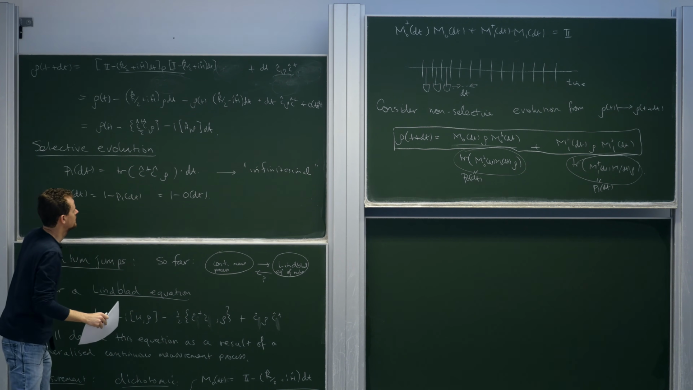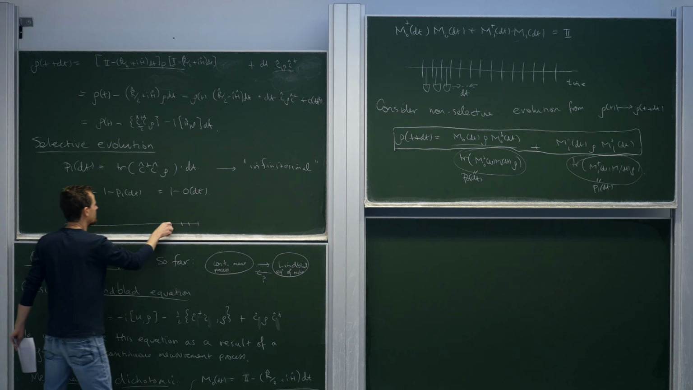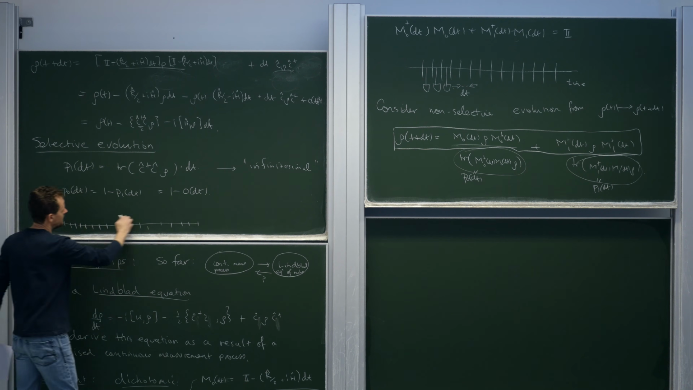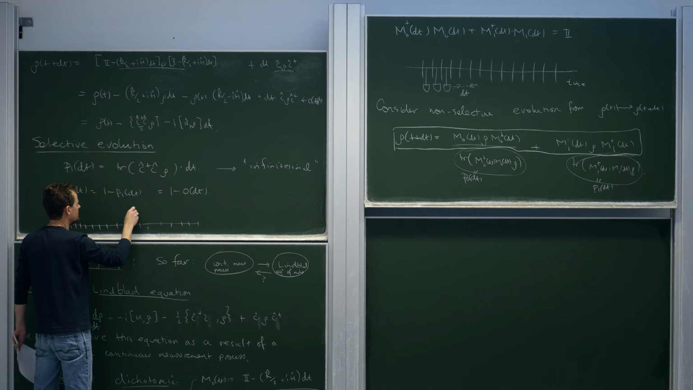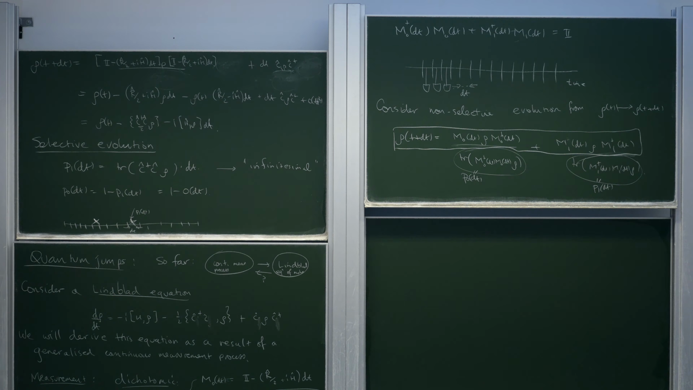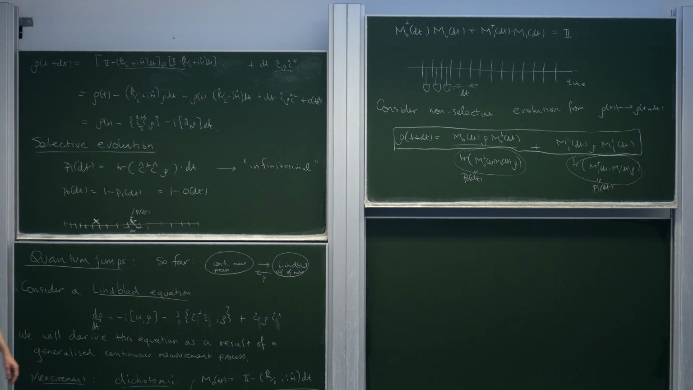If you look at the measurement record, you divide time up into lots of little time bins. The probability of there being a click anywhere in time is proportional to the width. So the probability you get a click right here and a click right here is proportional to the width. There's a process in probability theory that has exactly these properties. It's called a Poisson process.